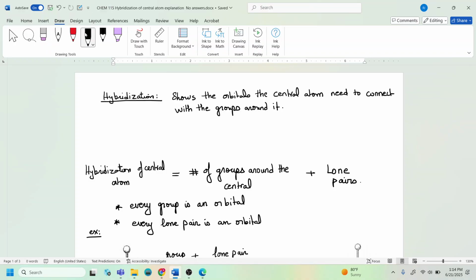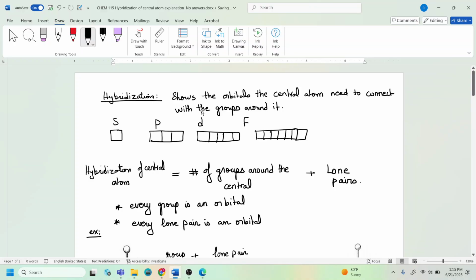You already know that we have four subshells. We have the S, we have the P, we have the D, and we have the F, right? So the S subshell is made up of one orbital, and every orbital has a capacity of 2 electrons. The P subshell is made up of 3 orbitals. The D is made up of 5, and the F is made up of 7, with a total capacity of 14 electrons.